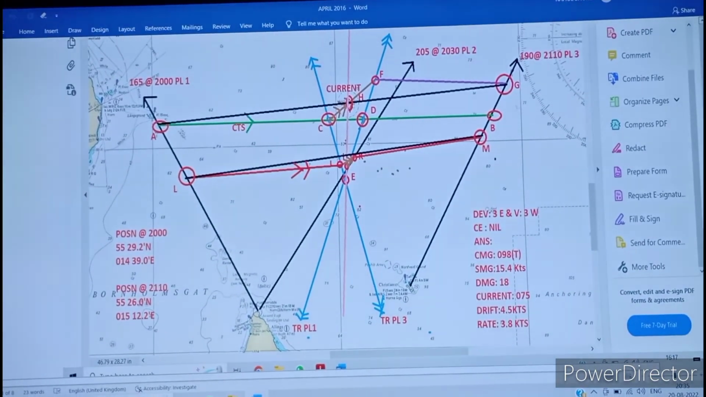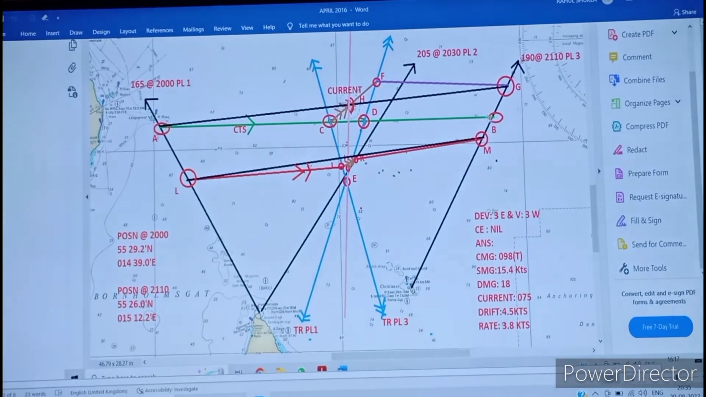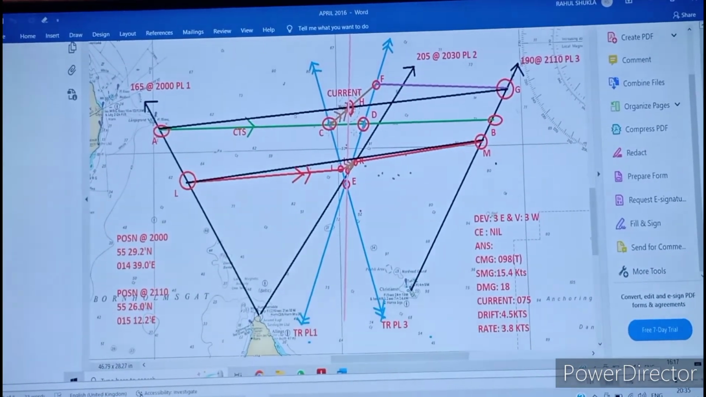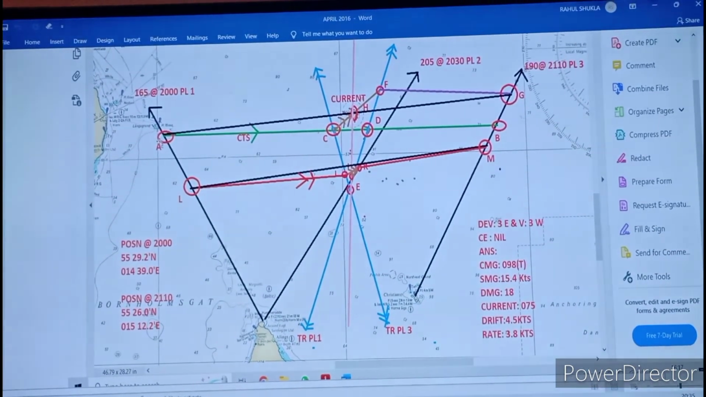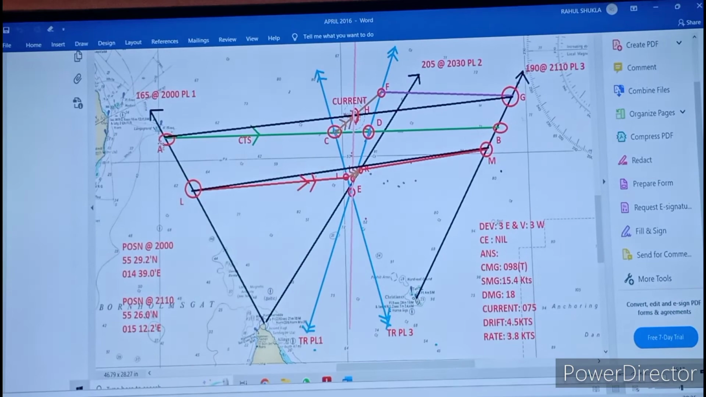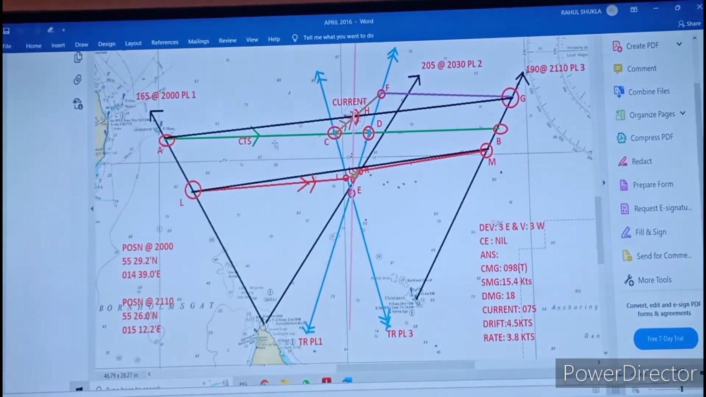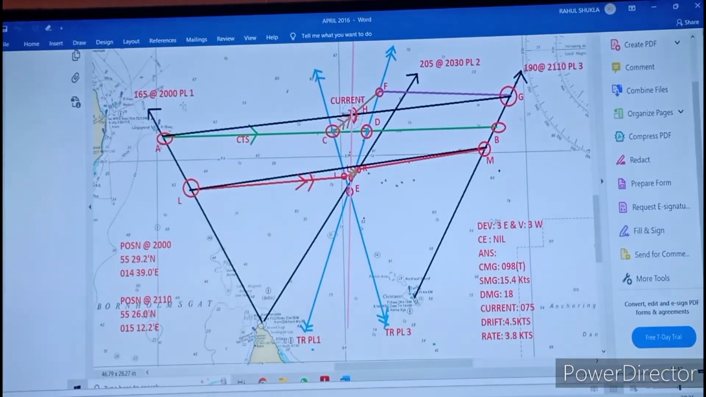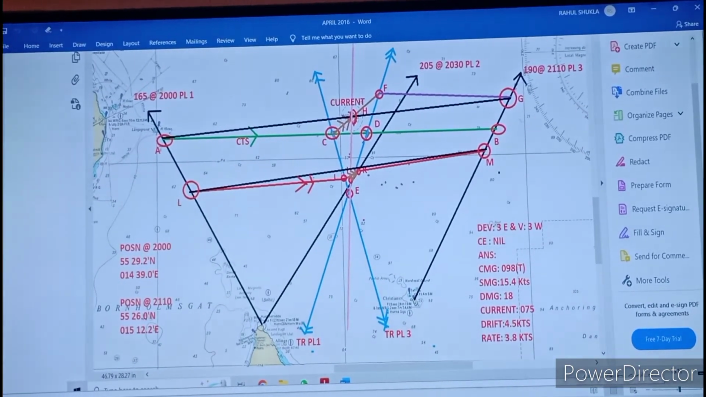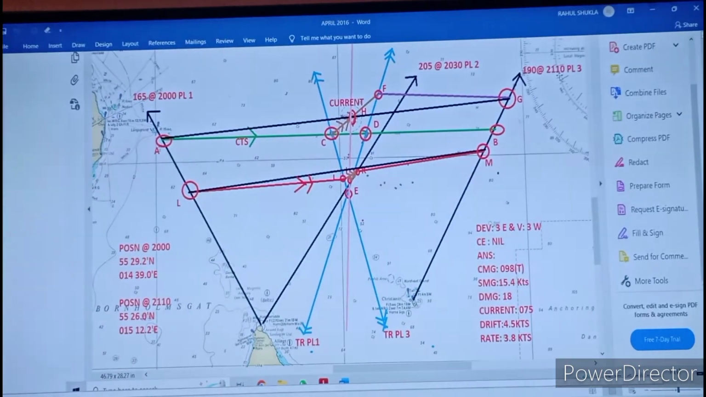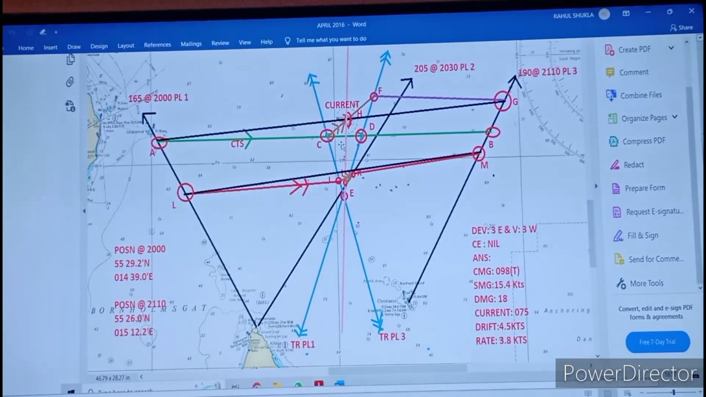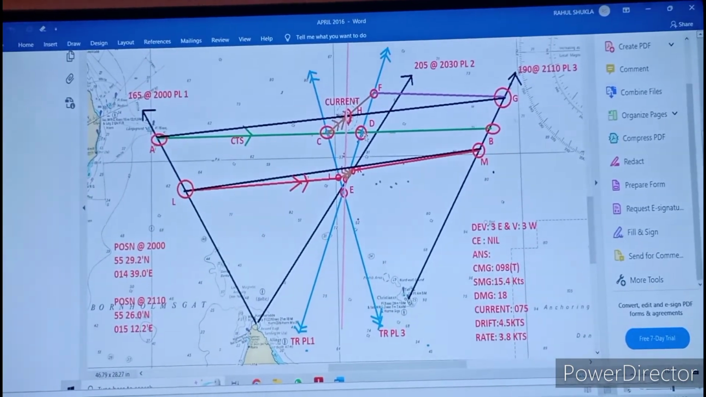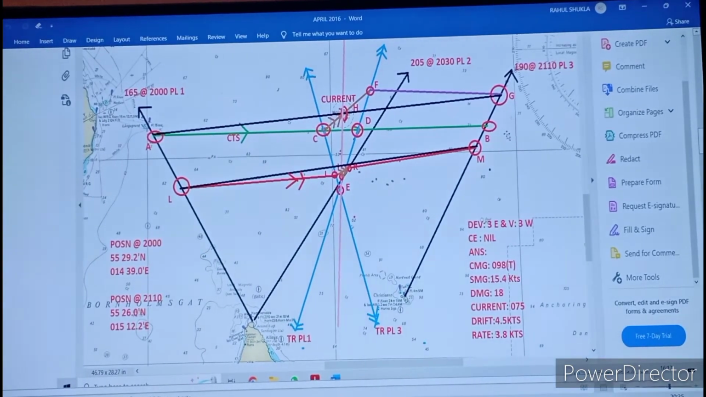Now anywhere on the first PL we draw our CTS till the third PL. This green one is our CTS. Now we cut the engine speed between the first PL and the second PL, and between the third PL and the second PL. Duration: this is 2000 hours, this is 2030 hours, so this is 30 minutes, and this is 2110, so this is 40 minutes, 30 plus 10, 40. It will cut somewhere at C and somewhere at D, from A to C and from B to D.